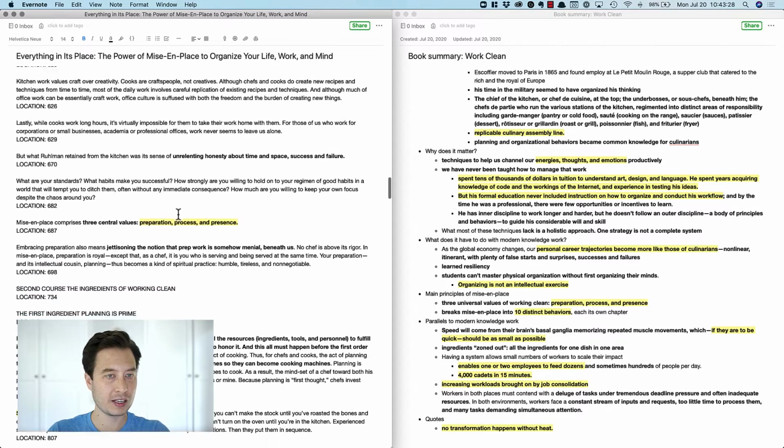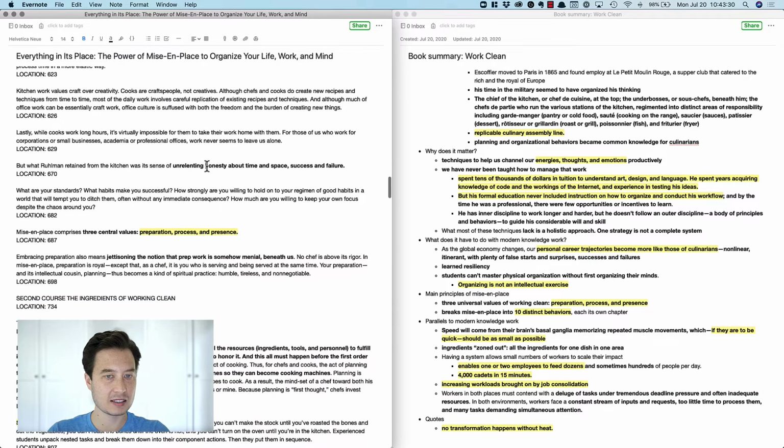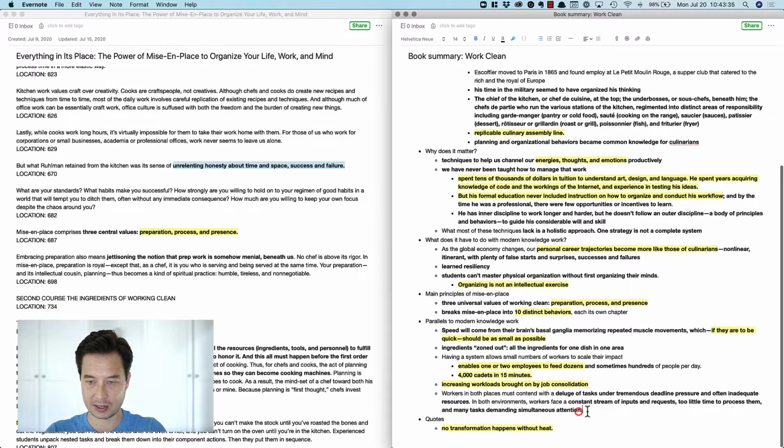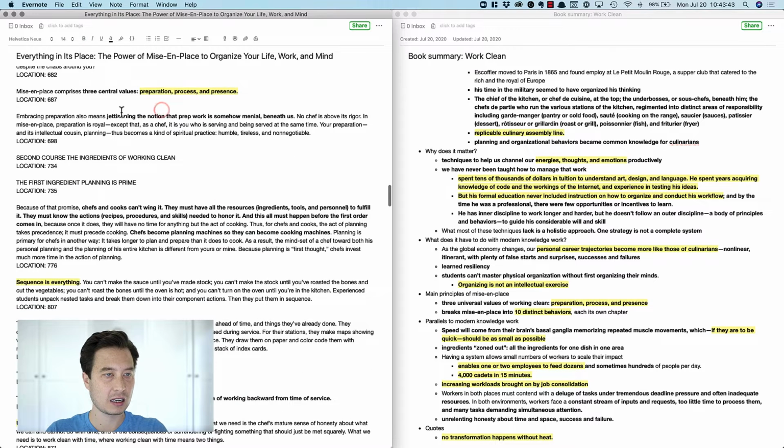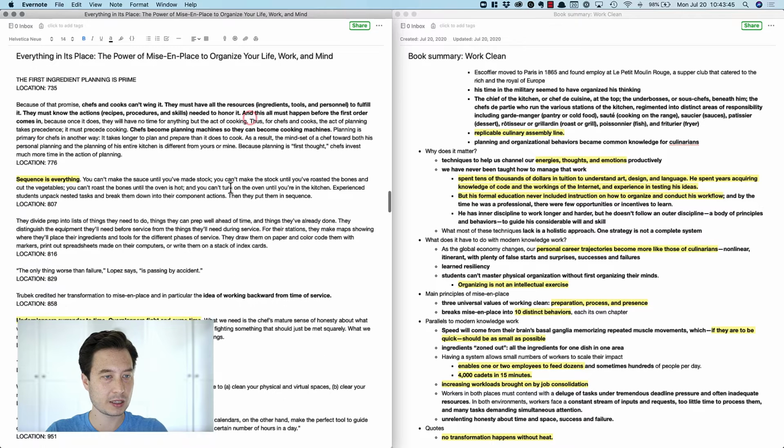Okay, let's keep going here. You can see I'm skipping a lot. Unrelenting honesty, I love that. Okay, I'm going to add that here. We've already incorporated the 3 central values earlier, so I'm not going to repeat those. It's not really relevant.